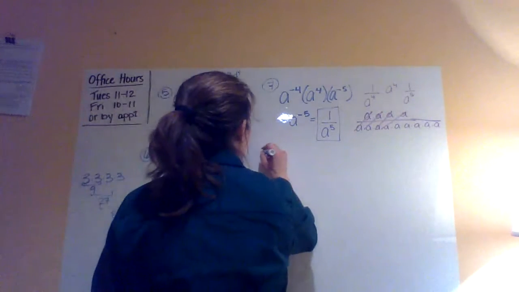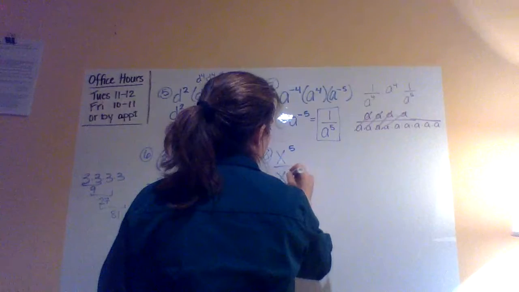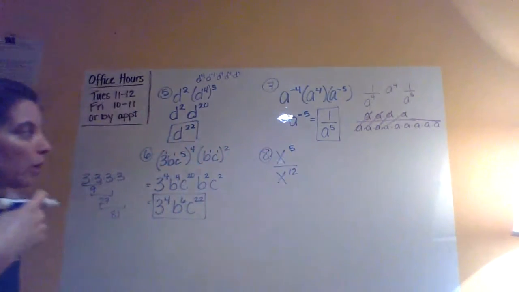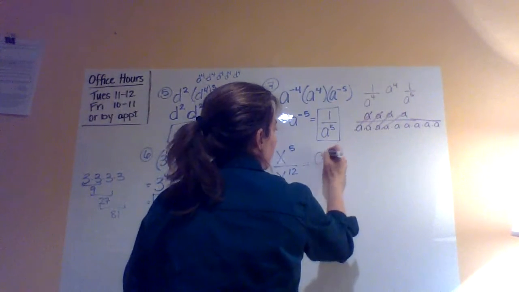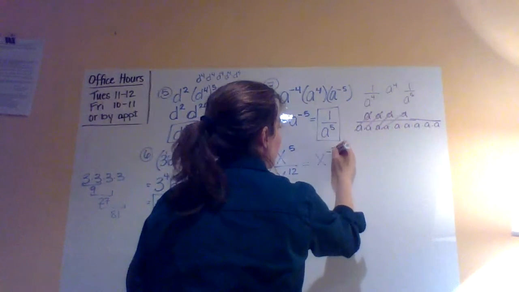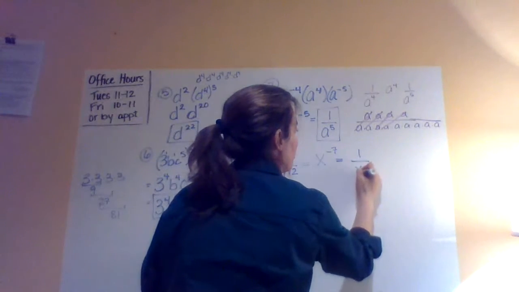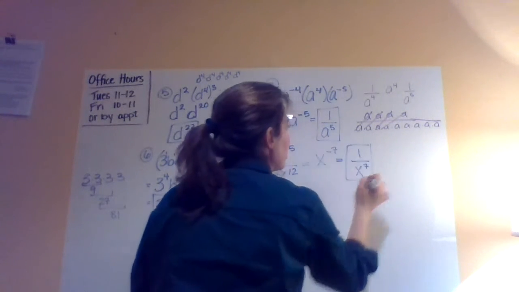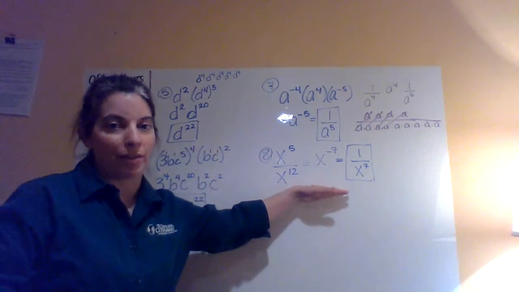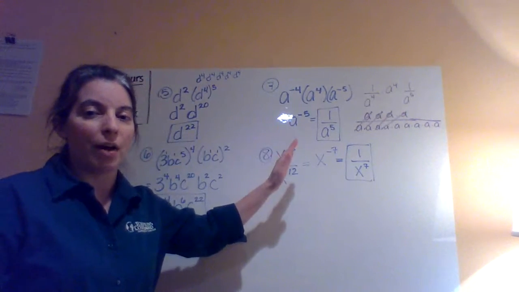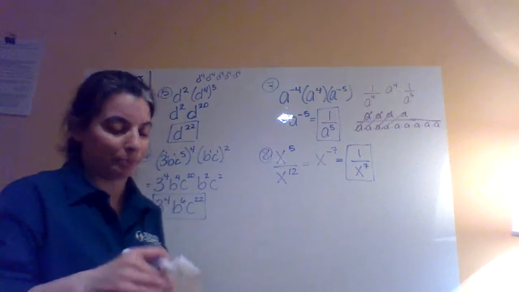Okay, and number 8, the last one on this side of the page, is x to the fifth over x to the 12th. So again, quotient rule, I always subtract top minus bottom. In this case it's going to give me a negative 7, which again is 1 over x to the 7th. Hopefully you can start kind of visualizing this. This would be 5 x's multiplied together. This would be 12 x's multiplied together. So if I cross things out, what I kind of call the leftovers are going to be in the bottom, which you can see here.